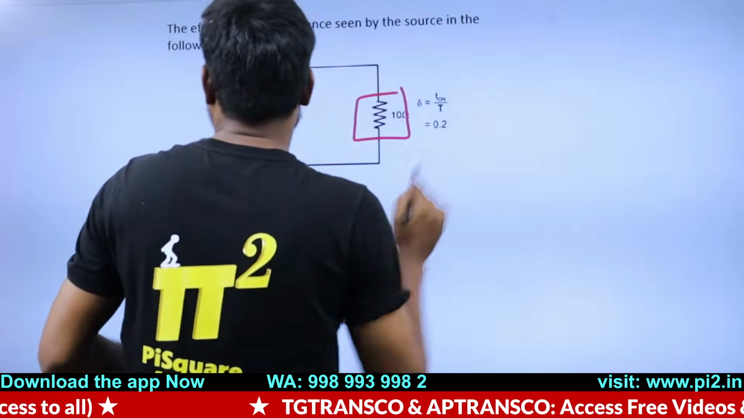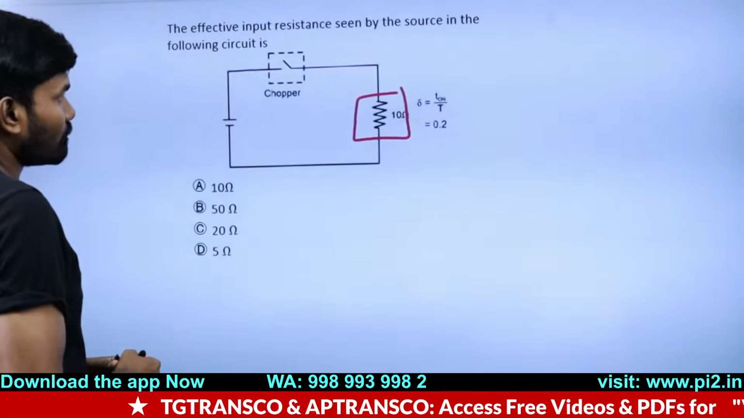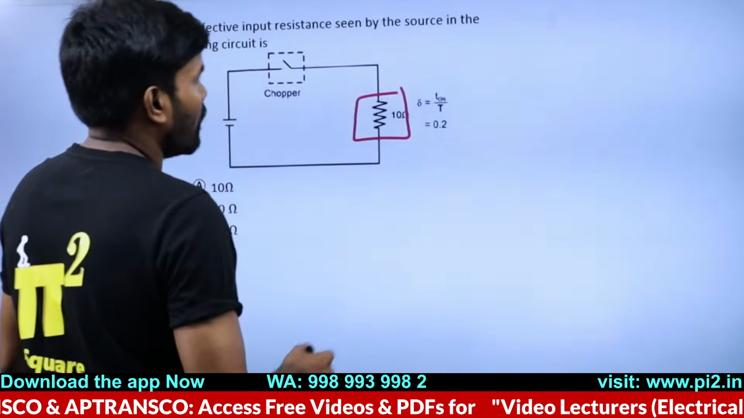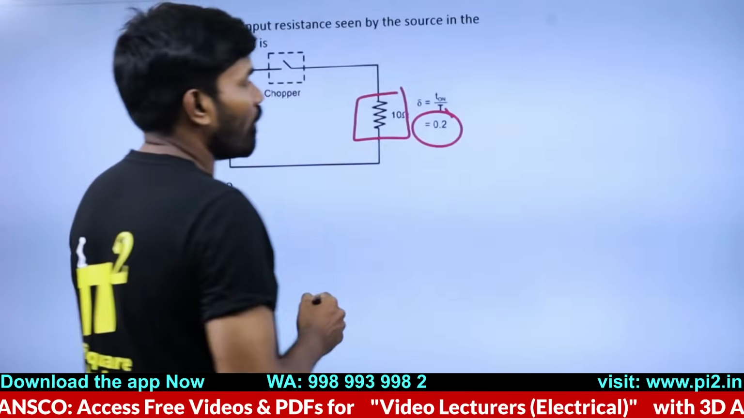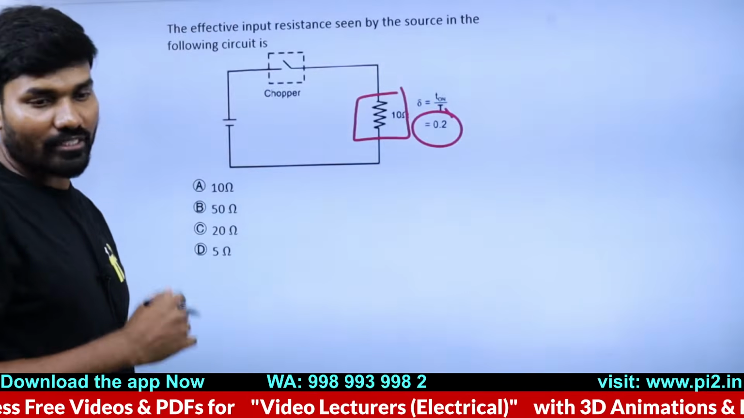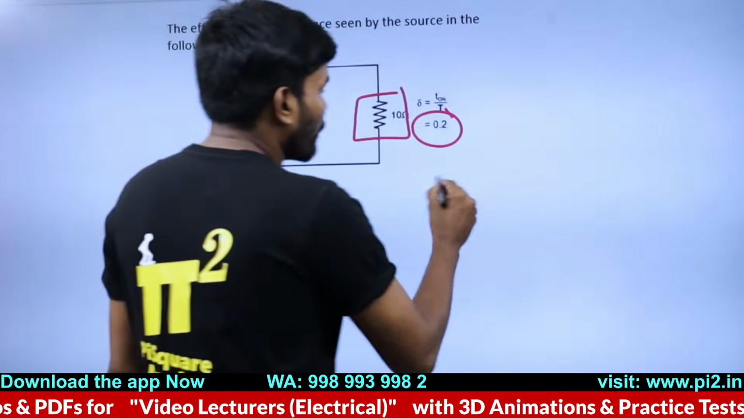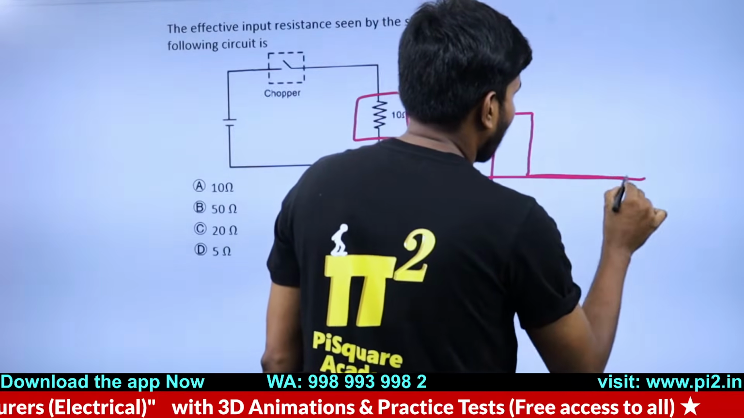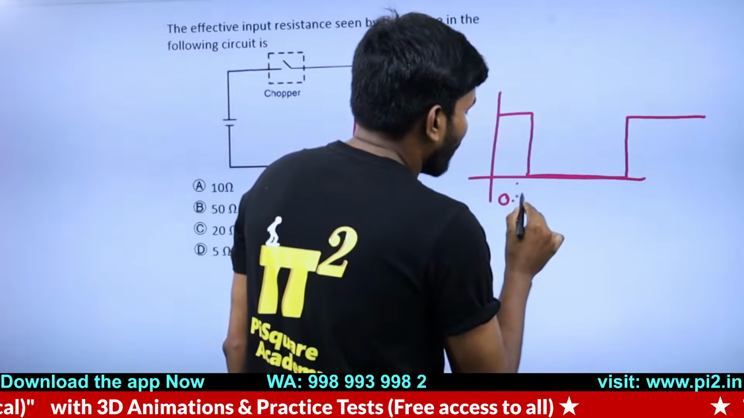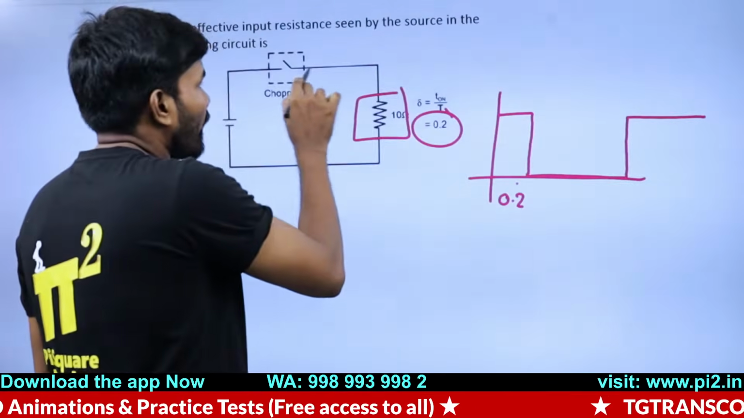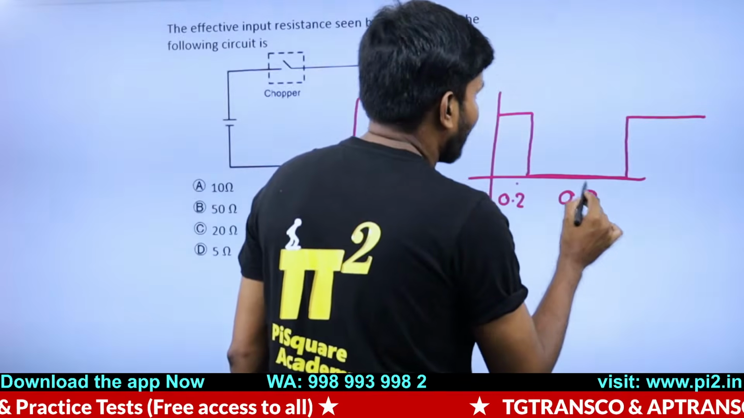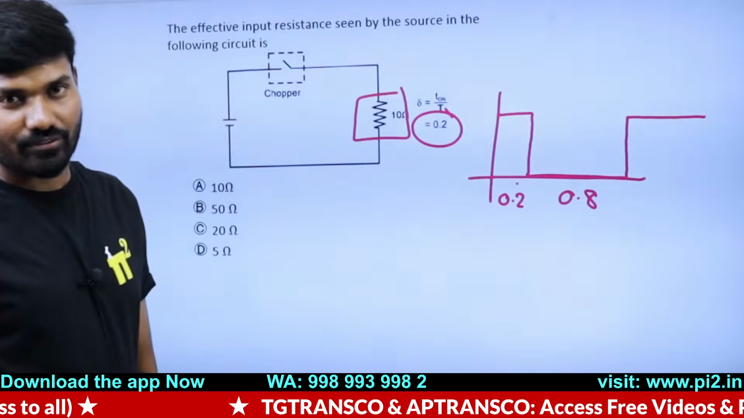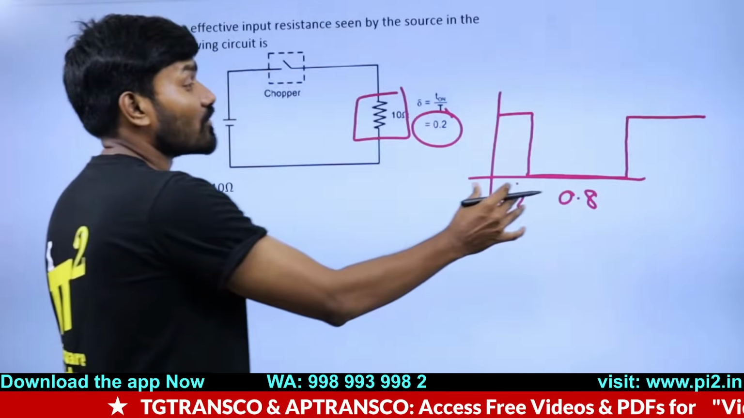Now let's see the effective input resistance seen by the source. You have a duty ratio given here, 0.2. A duty ratio of 0.2 means that for 20% of the time current is flowing, and for 80% of the time there is no current flowing.